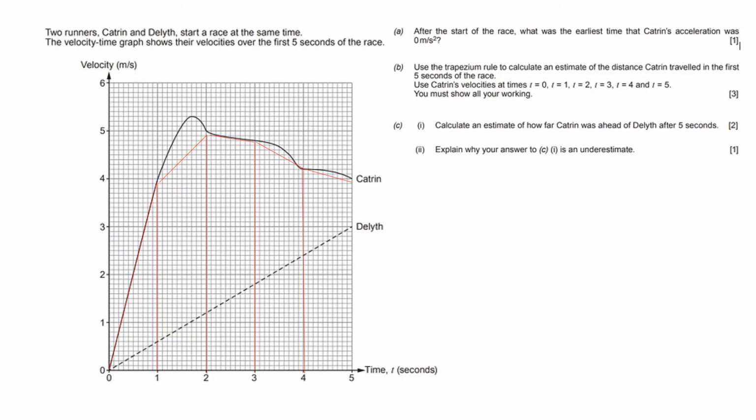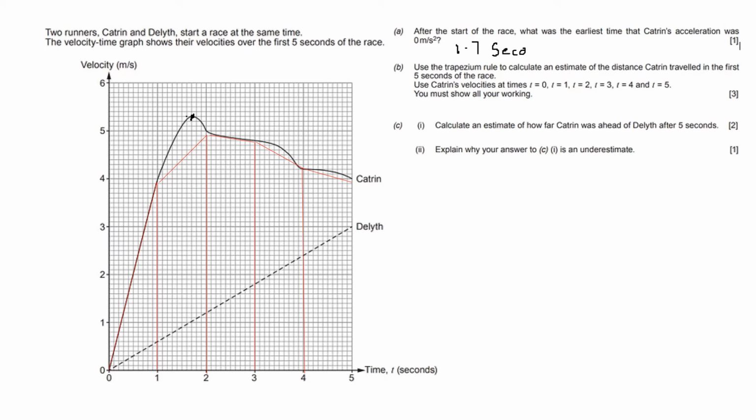Okay, and this is our final question. So we've got two runners, Katrin and Delith, and they start a race at the same time. And the velocity time graph shows their velocities over the first 5 seconds of the race. So question A, at the start of the race, what was the earliest time that Katrin's acceleration was 0 meters per second squared? So we need to look for the point at which the gradient of the graph is 0, which is going to be here. So that's going to be after 1.7 seconds.